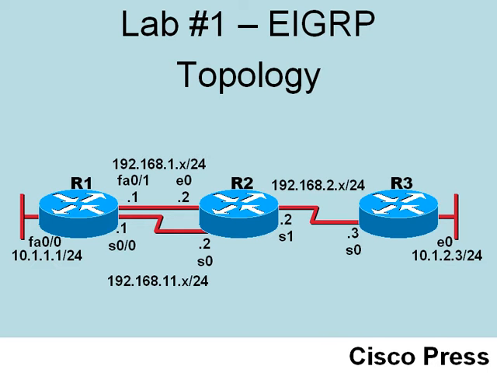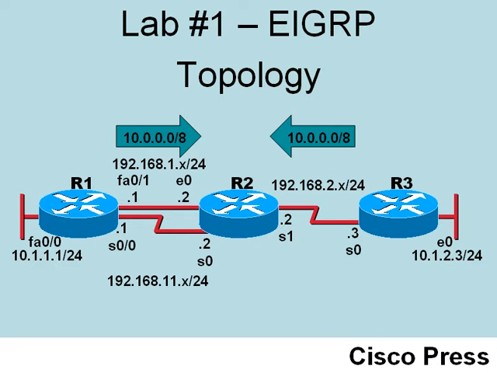Auto summarization is turned on by default. EIGRP, by its very nature, is going to summarize networks at their classful boundary. The 10.0 network is a Class A network. Therefore, when router R1 sends its routing update over to router R2, it's not going to tell it about the 10.1.1.0 network with a 24-bit mask. It's going to tell it about the 10.0.0.0 network with an 8-bit mask. That's also what router R3 says, and router R2 says, oh, two different ways to get to the same network. I'm using the one over the Ethernet link, because by far that has the best metric.